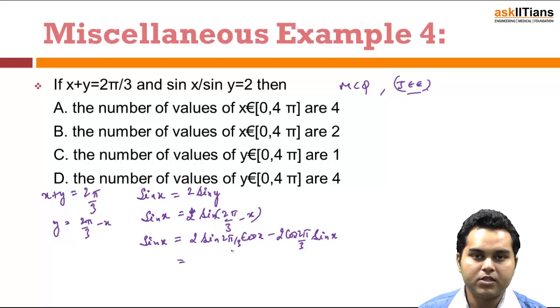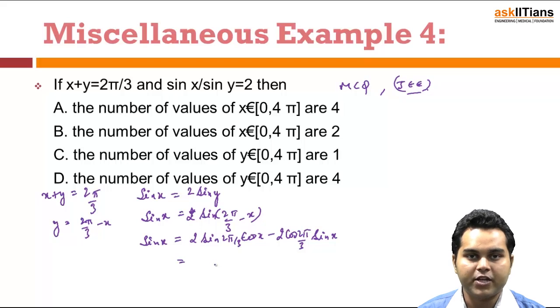Sin of 2 pi by 3 is equal to sin of pi minus pi by 3. Pi minus pi by 3 lies in the second quadrant, in which sin is positive. So sin of pi minus pi by 3 is equal to sin of pi by 3, which is sin 60, which is root 3 by 2. When multiplied with 2, it gives me just root 3.